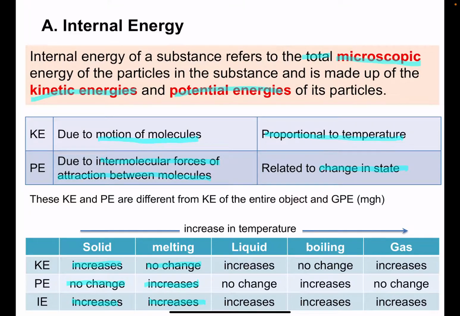When the liquid is heated up, the temperature of the liquid increases, so the KE will increase. It remains as a liquid, so there is no change in PE. Boiling occurs at a constant temperature, so there is no change in KE, and due to the change in state, the PE will increase. When the gas is heated up, the temperature of the gas increases, so KE will increase. It remains a gas, so there is no change in PE.